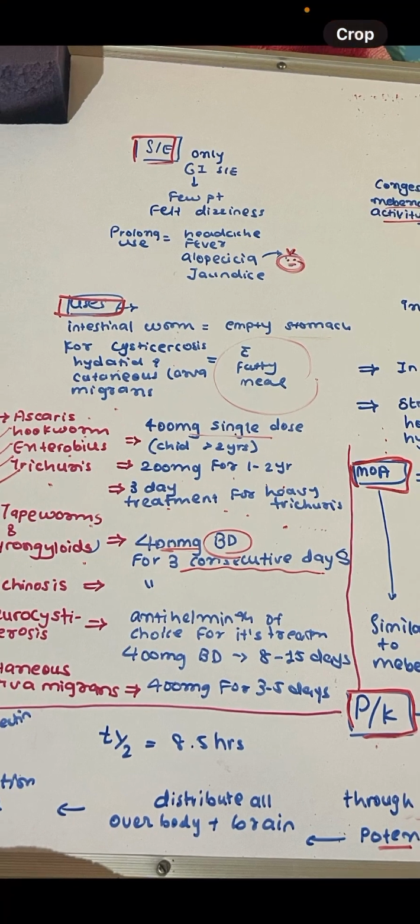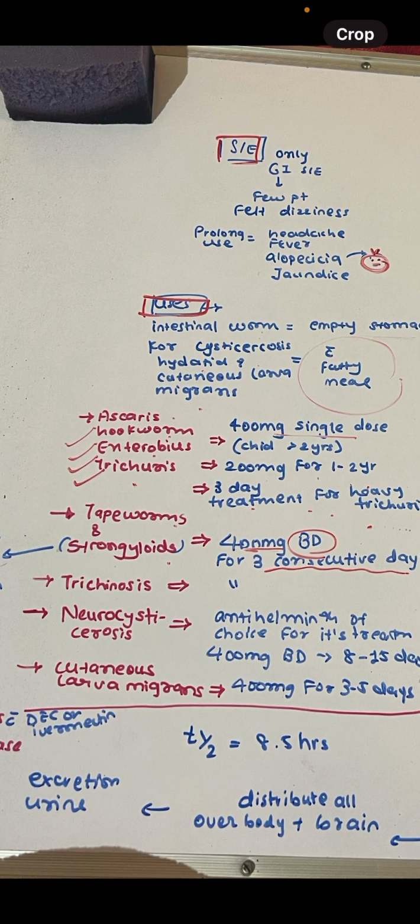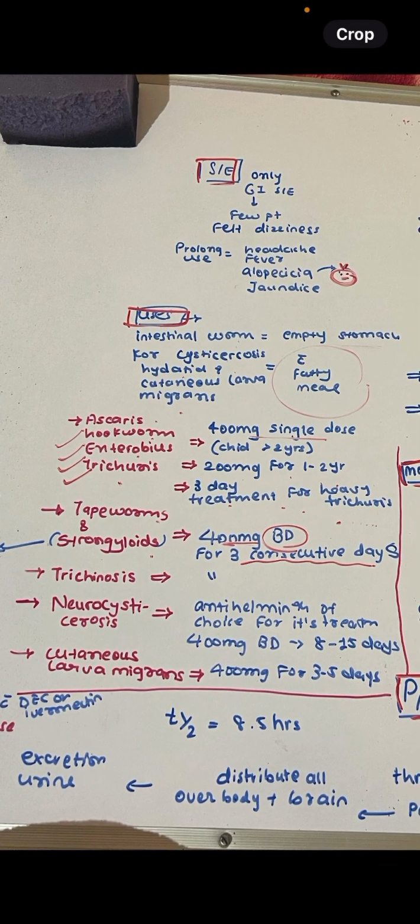Uses: if there is an infection of the intestine by intestinal worms, then it is taken on an empty stomach. For cysticerca, hydatid cyst, and cutaneous larva migrans, it is taken with a fatty meal, which makes it more effective. The uses are for ascariasis, hookworm, Enterobius, and trichuriasis. All of these infestations can be cured with albendazole at different doses. So first we will learn about ascariasis, hookworm, Enterobius, and trichuriasis.